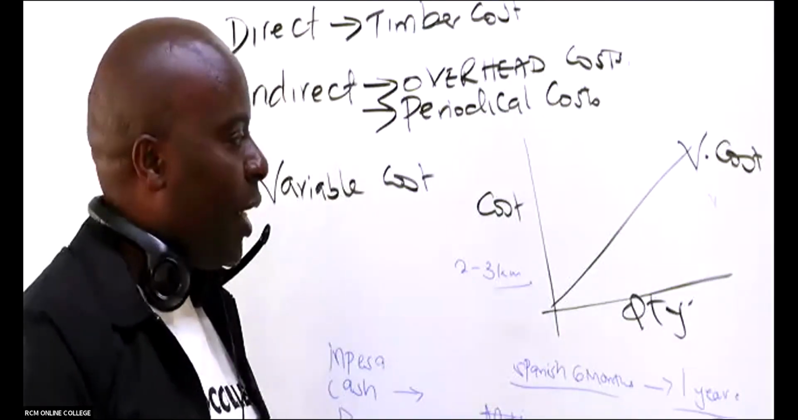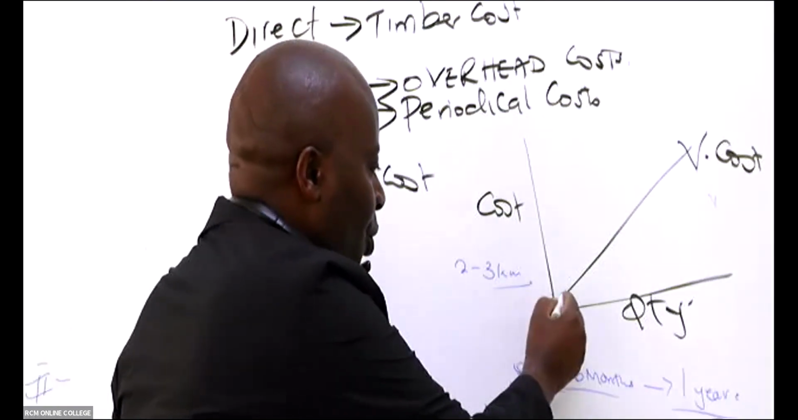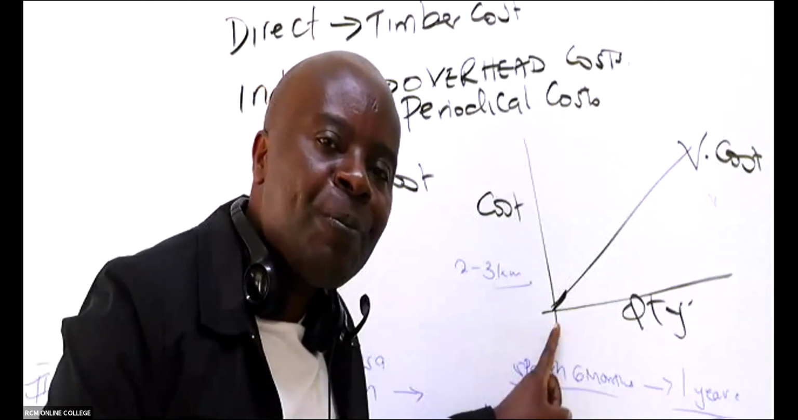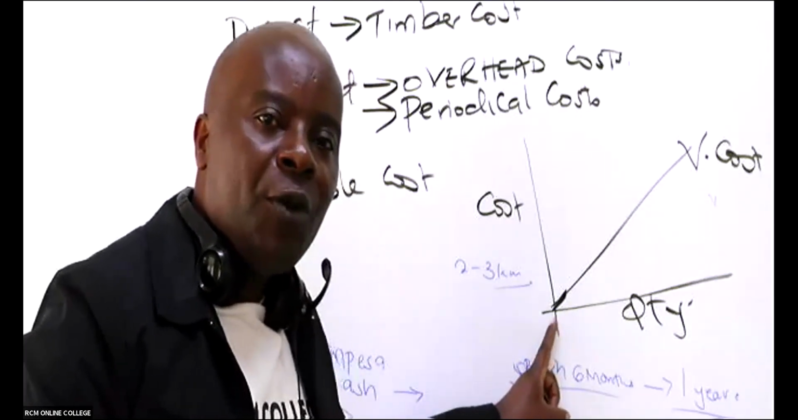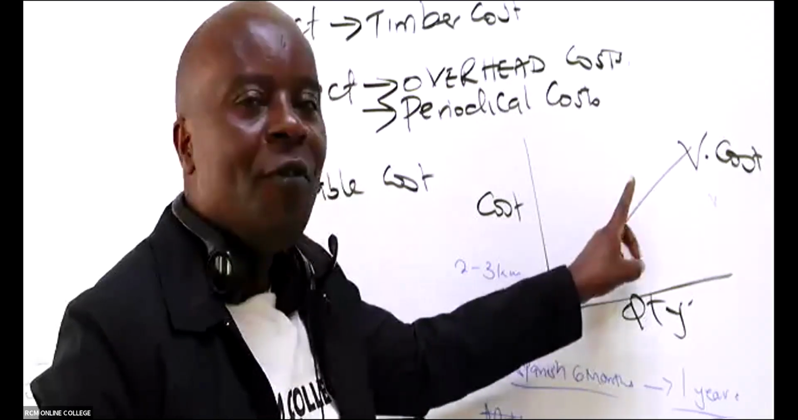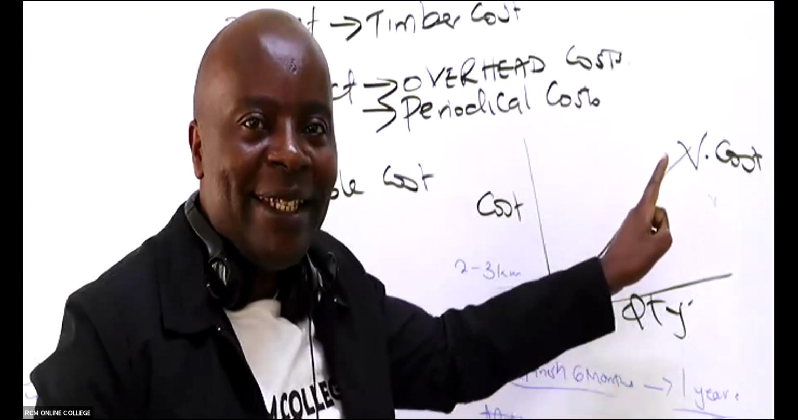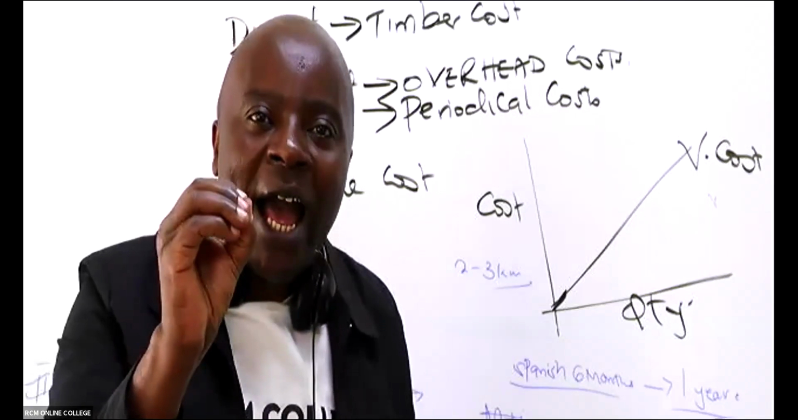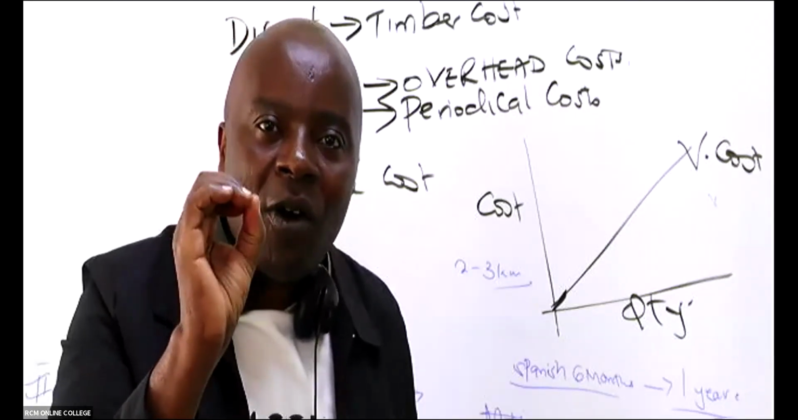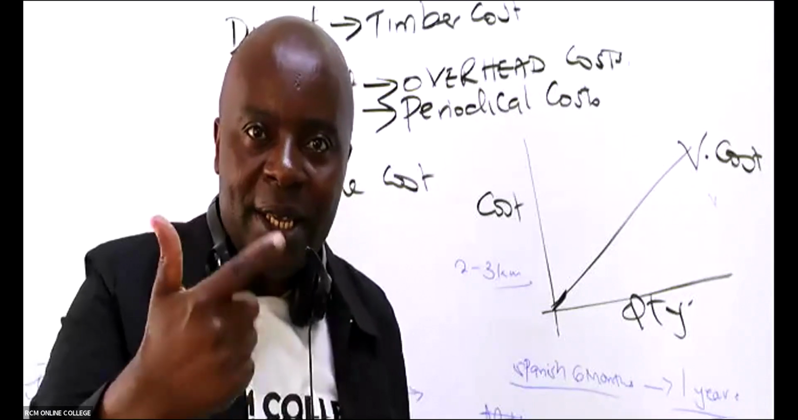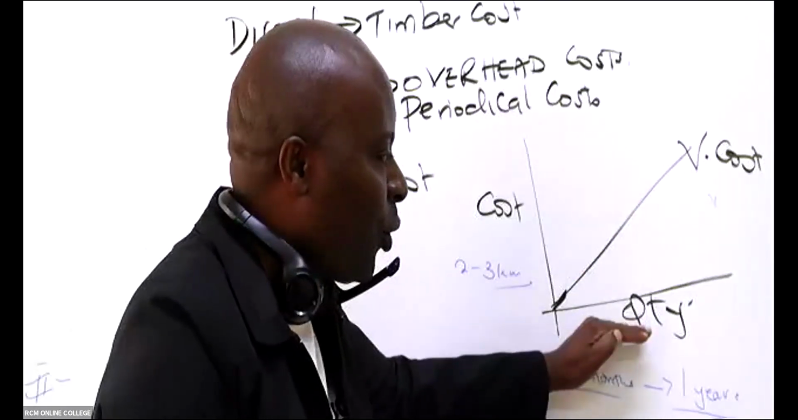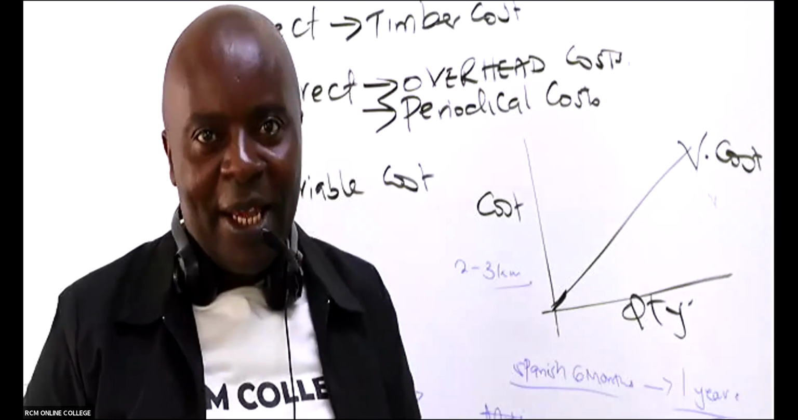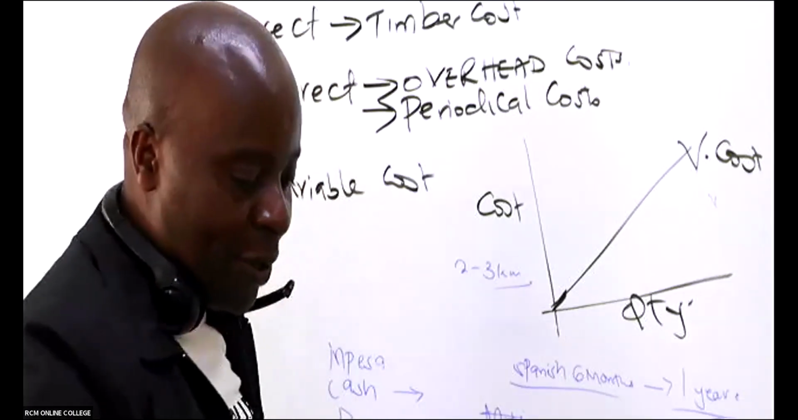So what are you able to see here? That if we produce zero units, variable cost will be zero. If we continue producing more units, variable costs do what here? They increase. Variable costs are also known as direct costs because they are directly proportional to the quantity that you produce. Direct costs. And then we have those costs which are ever fixed.